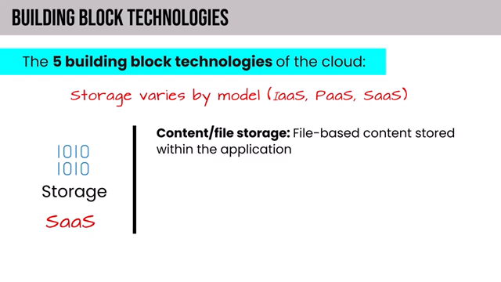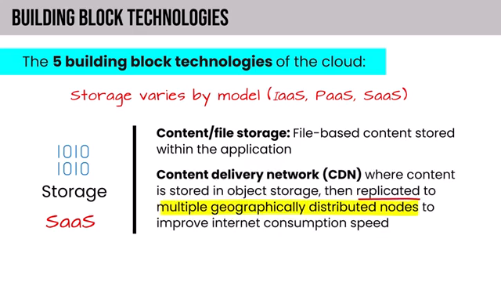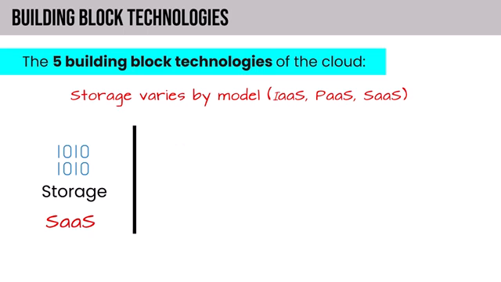So let's talk about storage in the software as a service, or SaaS, context. So we have content or file storage. This is file-based content stored within the application. Microsoft Office is the perfect example. A content delivery network is where content is stored in object storage and then replicated to multiple geographically distributed nodes to improve internet consumption speed. What that does is place content near the points of presence where customers will access a service.